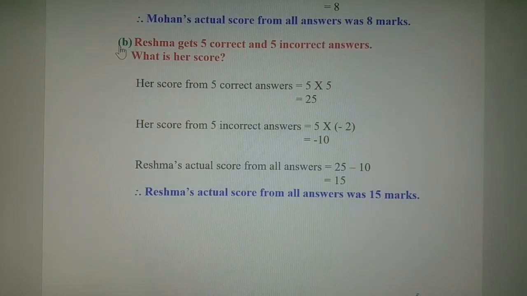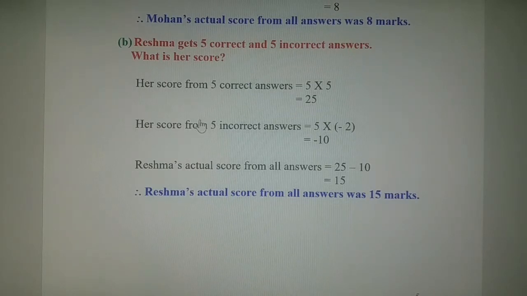The second part of the 7th question, that is question number 7b. Reshma gets 5 correct and 5 incorrect answers. What is her score? Now Reshma got 5 questions correct. So she will get 5 into 5, that is 25 marks. 5 correct questions into 5 marks per question. For answering each question correctly, 5 marks are given. So she answered 5 questions correctly. So 5 into 5, she will get 25 marks for answering 5 questions correctly.